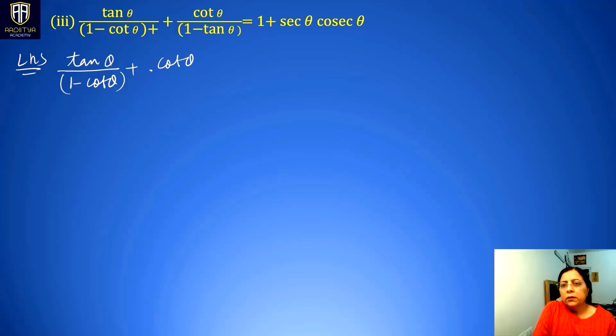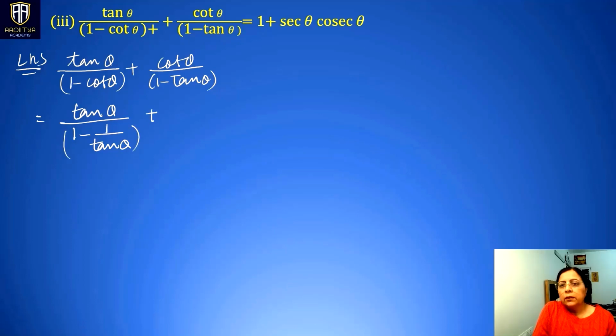Here we have cot theta upon 1 minus tan theta. Instead of replacing cot theta and tan theta in terms of sine and cos, I am simply replacing cot theta by 1 upon tan theta. Tan theta remains same, and in the denominator I am writing this as 1 upon tan theta here, right? And in this one I am writing 1 upon tan theta in the numerator, and in the denominator we have 1 minus tan theta only. I have simply replaced cot theta by 1 upon tan theta, nothing else.